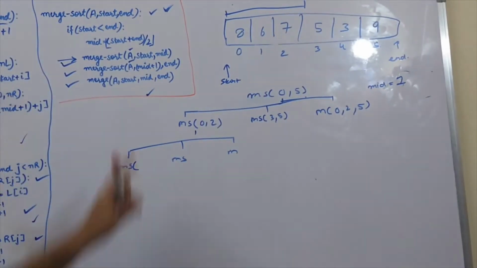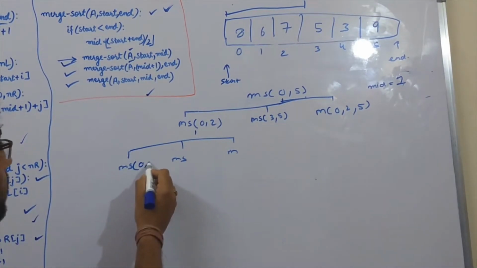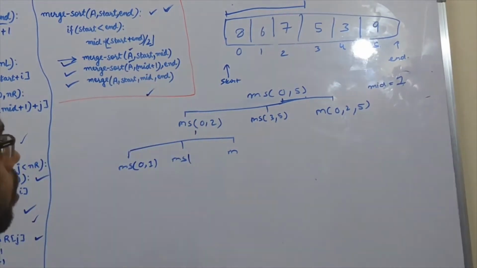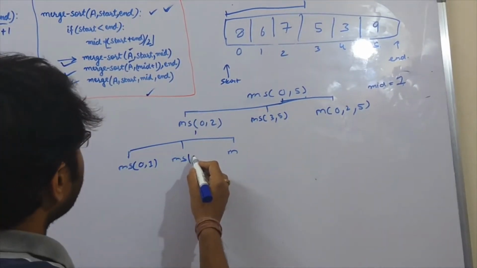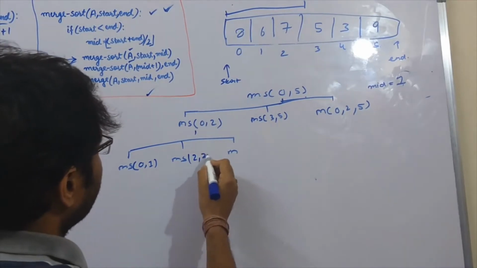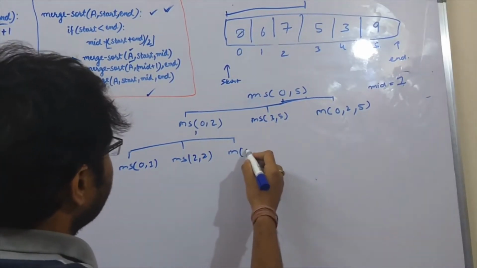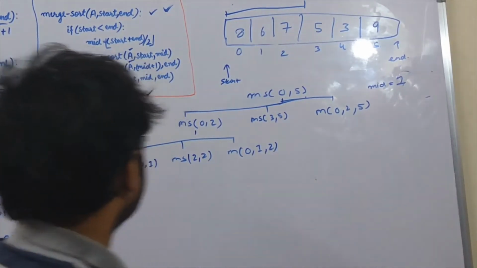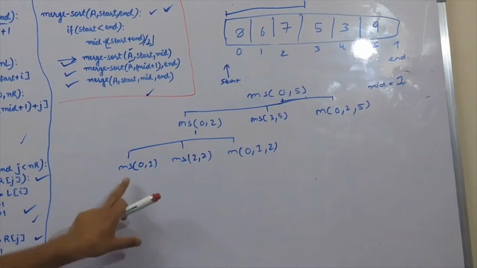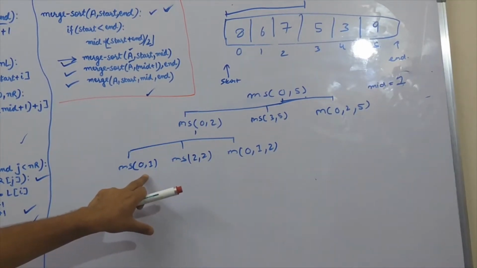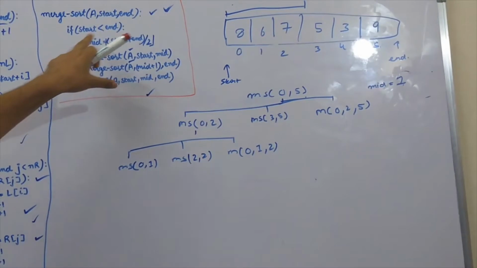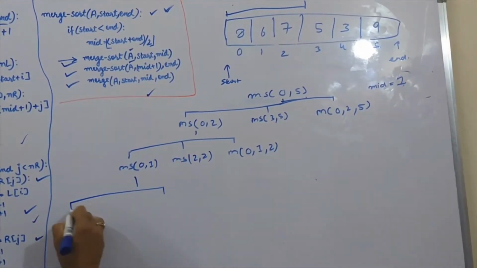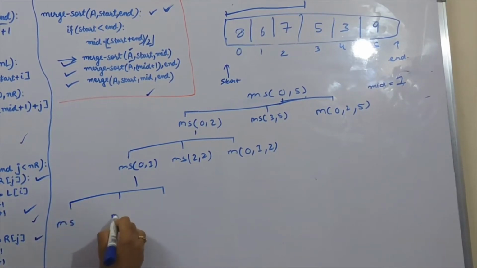So start comma mid: start is 0 and mid is 1. And the second function is merge sort mid plus 1, which will be 2 comma end, which is 2. And the merge procedure is called with start 0, mid 1 and end 2. Now we have called merge sort 0 comma 1. We see that start is less than end, so again the functions will be called in this process: 2 merge sort procedures and 1 merge procedure.